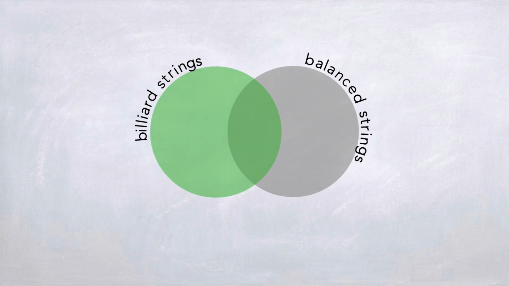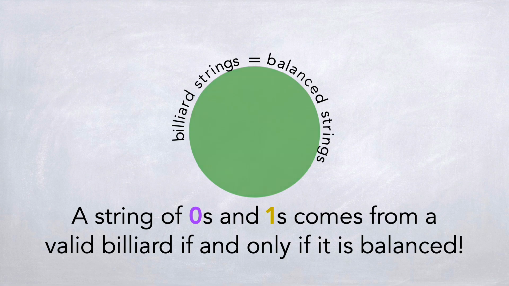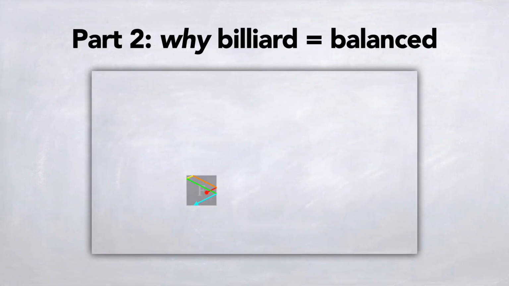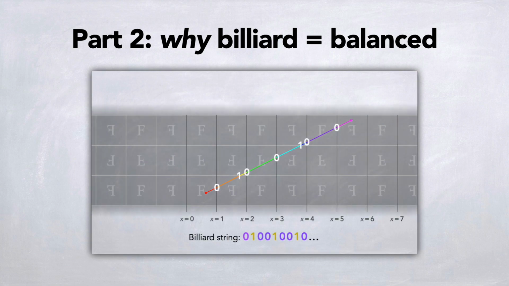The final possibility is that the set of billiard strings with zeros and ones is exactly the same as the set of balanced strings with zeros and ones. This actually turns out to be true. To explain why requires a lot of work, so I'll save that explanation for a follow-up video. As a preview, it will involve unfolding a billiard path into a straight line and looking carefully at how the slope of that line affects the string. For now, we'll just use this amazing fact to finally win our game.